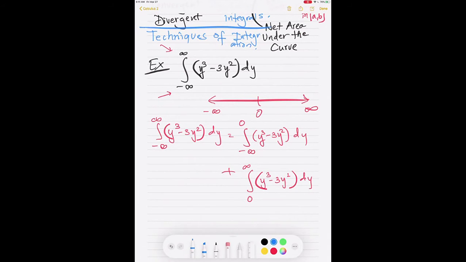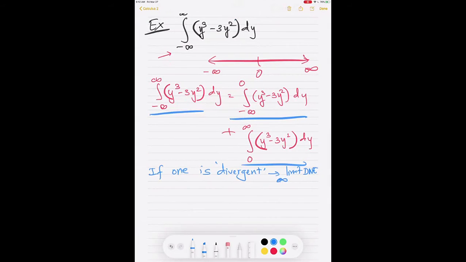So stop writing, and my question to you: if one of these, either this one or this one, is divergent, what can you say about this guy? Very good, Karan. And it's divergent. Why? Because what does divergent mean? Either the limit does not exist, or it is plus or minus infinity. Let's put it like that.